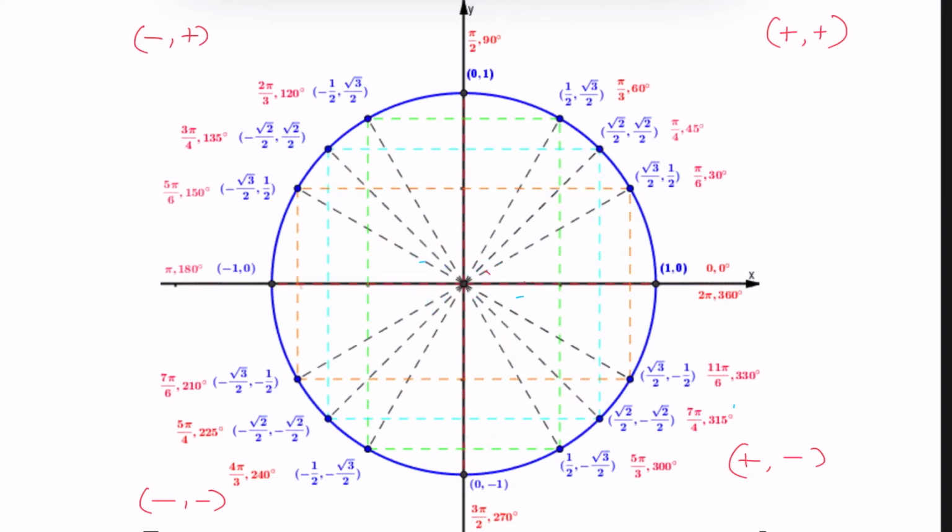Now, let us do for 60 degrees. This is 60 degrees, 120 degrees, 240 degrees and 300 degrees. For all these 4 angles, the reference angle is the same.